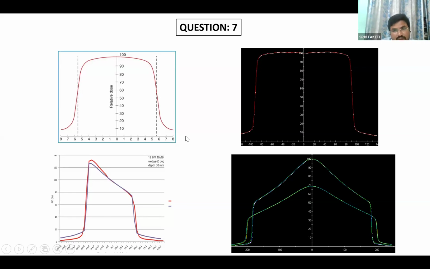In the breast case and all, you do, no? Sometimes, sir, you treat the right breast. That time you will block the left side off. Sometimes you treat the left breast. That time you will block the right side off. So in both cases, whatever it is, the beam should be flat. It should be the same. Okay, next.